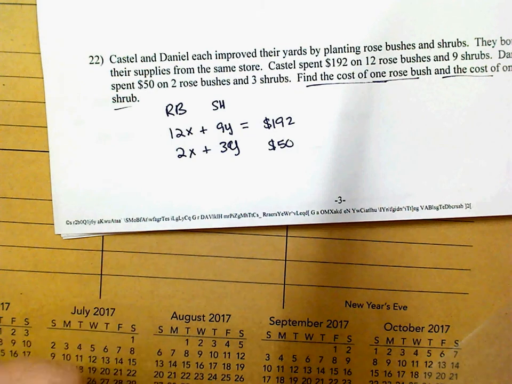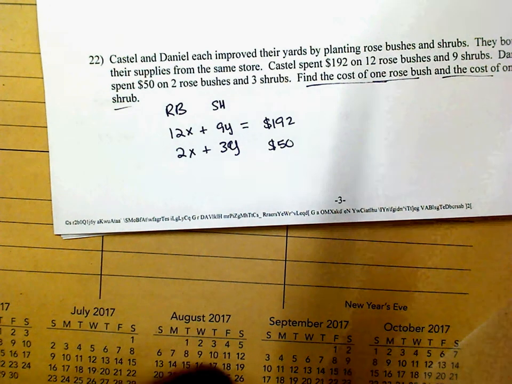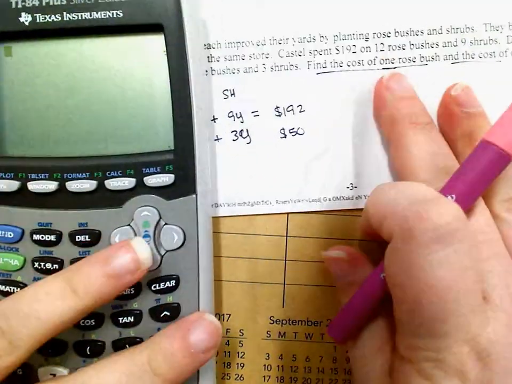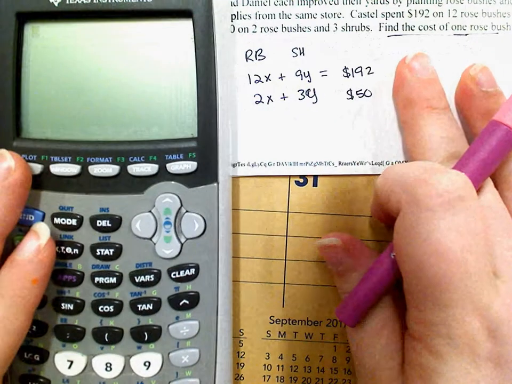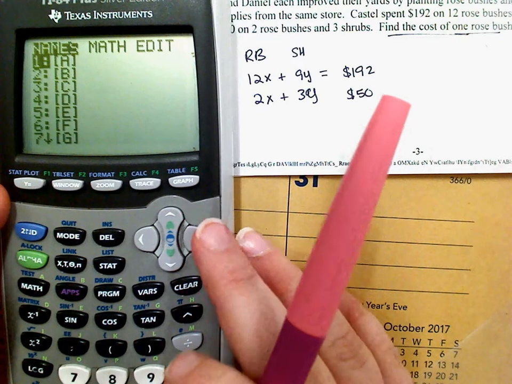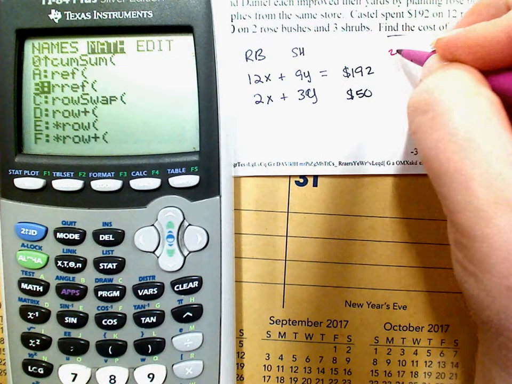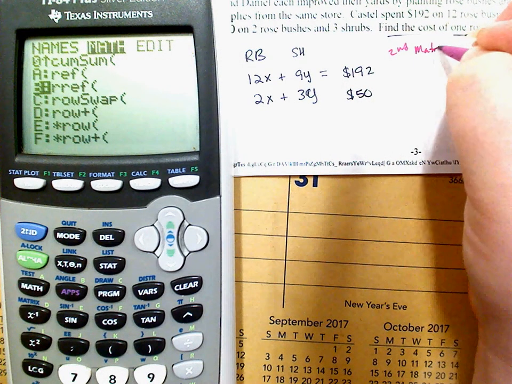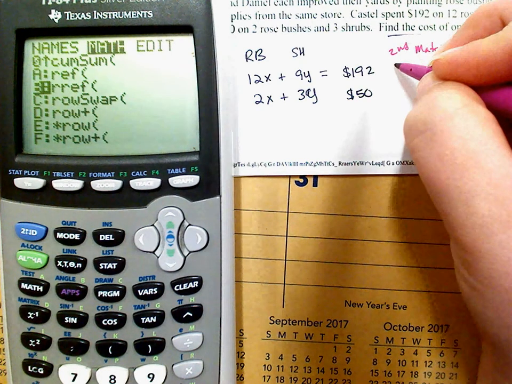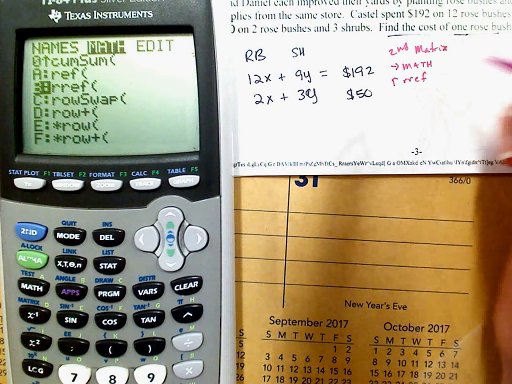You could actually use substitution, elimination, or you use the calculator using RREF, and that's what I'm okay with you doing. So if we do that, then I'm going to go to the calculator and do second matrix over to math and up to RREF. So second matrix over to math and then up or down to RREF, press enter.